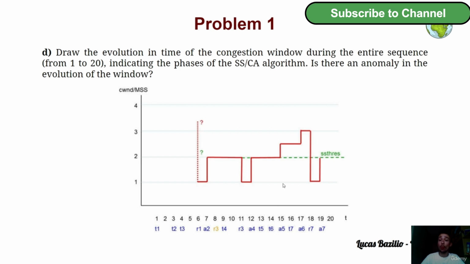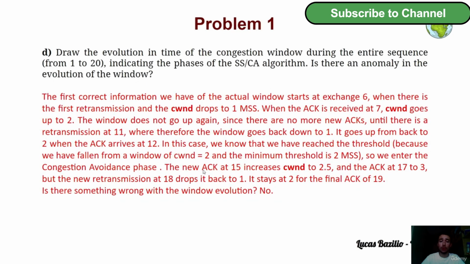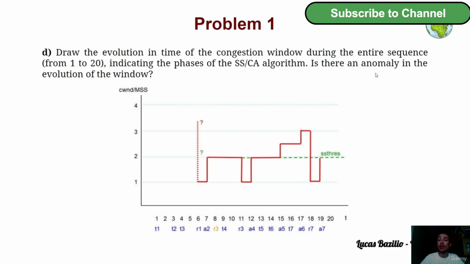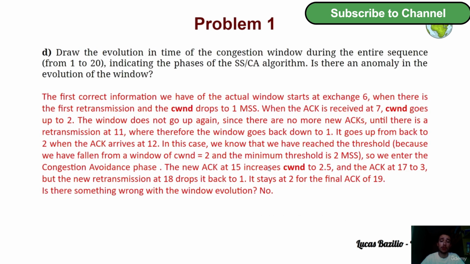Very well. So with this, we draw the evolution in time of the congestion window. Here we also have the step by step explanation of the slow start and congestion avoidance algorithm to follow this plot. Finally, on the question, is there any anomaly in the evolution of the window? Well, there's no anomaly here, because as we can see, we have first a phase of slow start, then a phase of congestion avoidance, and finally another phase of slow start. So there is no anomaly in the evolution of this window.